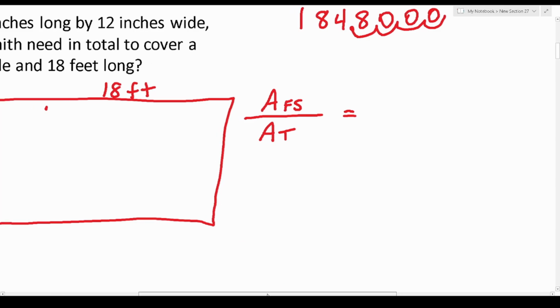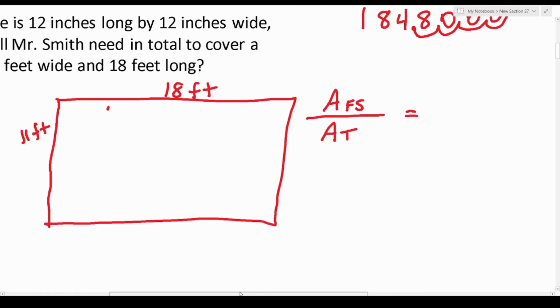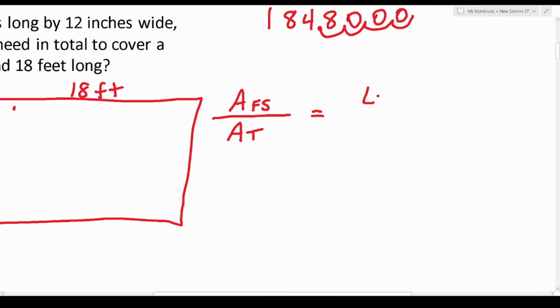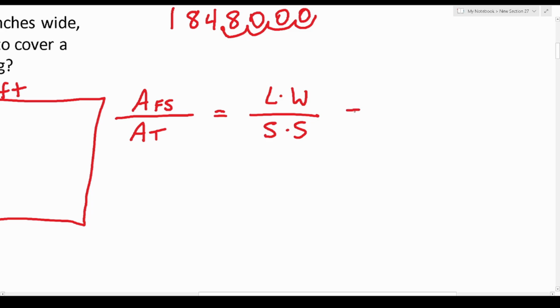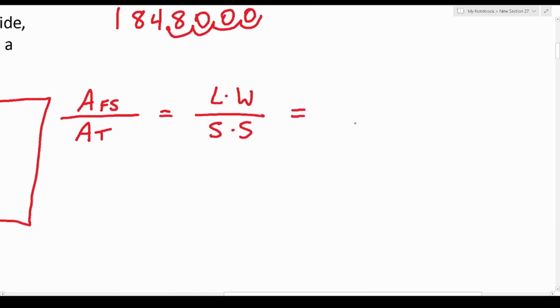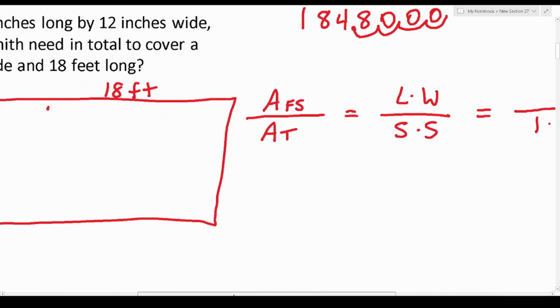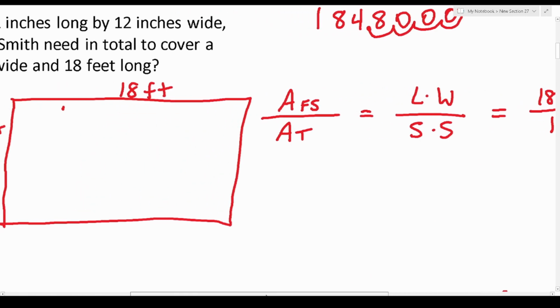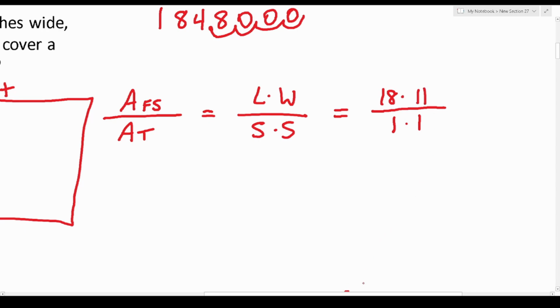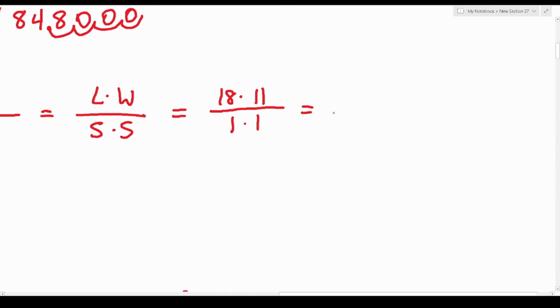Again, this floor space is a rectangle. So the area of rectangles is always given by length times width. And as I mentioned, this tile is a square. And to find the area of a square, that's side times side. So let's keep working this out. Again, the tile is 1 by 1 foot, so this is 1 by 1, whereas the length of this floor space is 18, and its width is 11. Okay, and let's keep working this out.